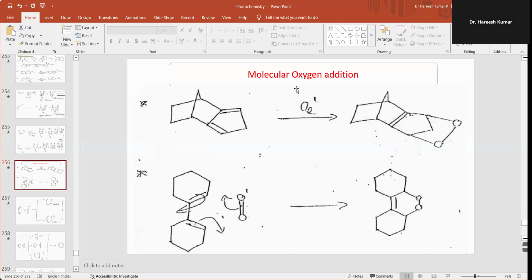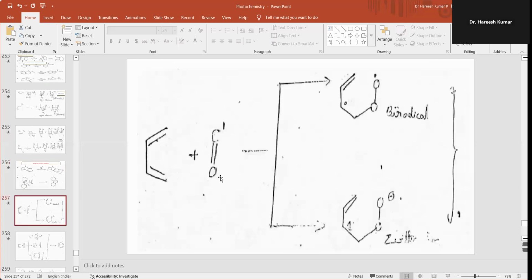In the next slide, the molecular oxygen cycloaddition to the diene. The product obtained is a tetracyclic moiety. Similarly, a diene reacts with molecular oxygen, forming a 6-membered ring with oxygen as the heteroatom. And here is the mechanism of how molecular oxygen reacts with butadiene. A 1,4-biradical is the intermediate. Later on, there is bond cleavage and then bond formation.